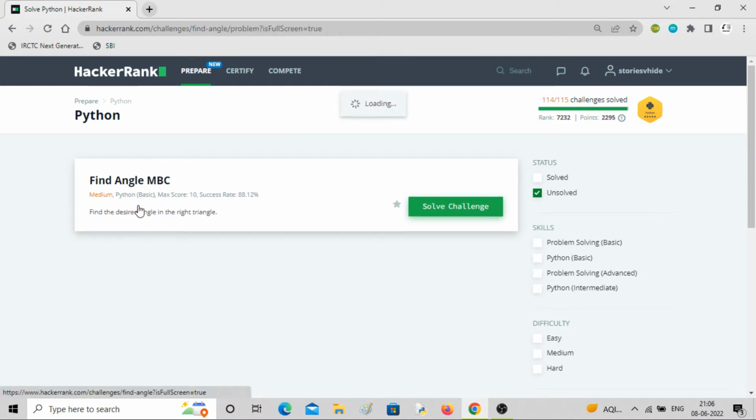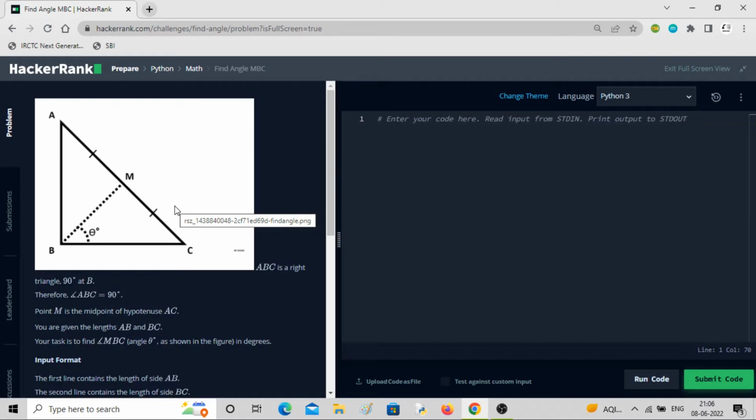In this video, we'll be solving this problem called find angle MBC. Here you can see the angle is MBC, which is theta, and we are given nothing else. ABC is a right triangle, 90 degrees at B. M is the midpoint of hypotenuse AC, and we will be given the lengths AB and BC. Your task is to find the angle MBC, theta, as shown in the figure in degrees.